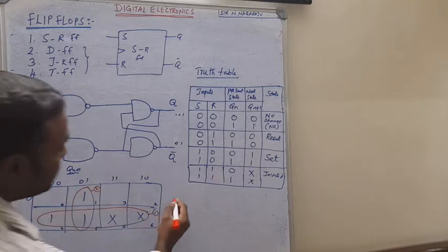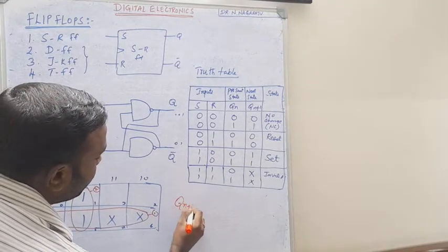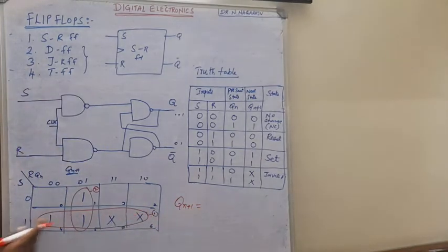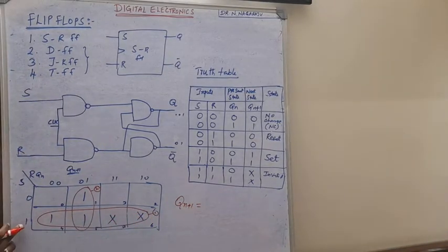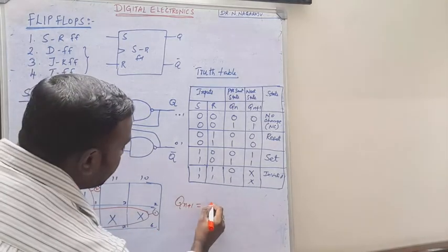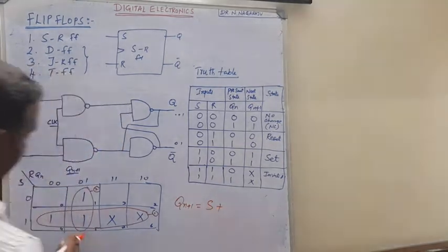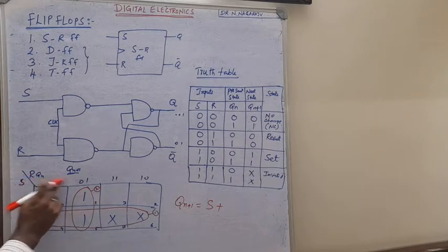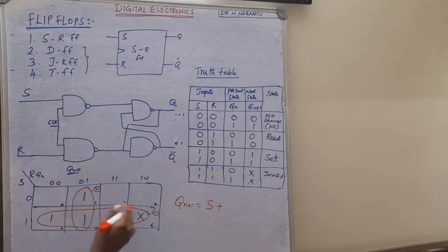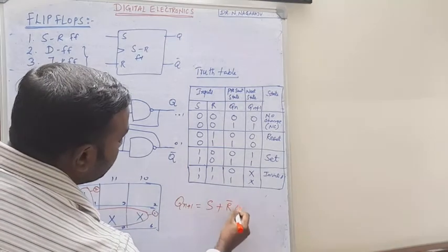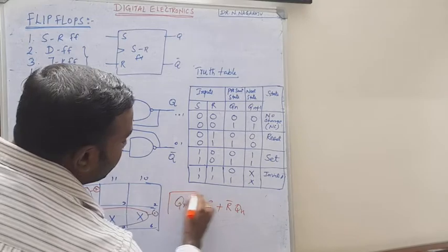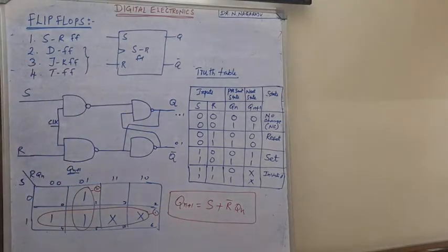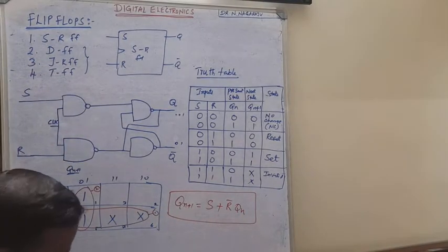So what is the characteristic equation? Qn plus 1 is equal to the first group. You just take the first group. So the first group is what? Here S is there. Now you just put S here. Then plus, check the second group. The second group is R and Qn. So here 0 1 is there. Row wise is not possible, only column wise. So S plus R bar Qn. This is the characteristic equation for SR flip flop.